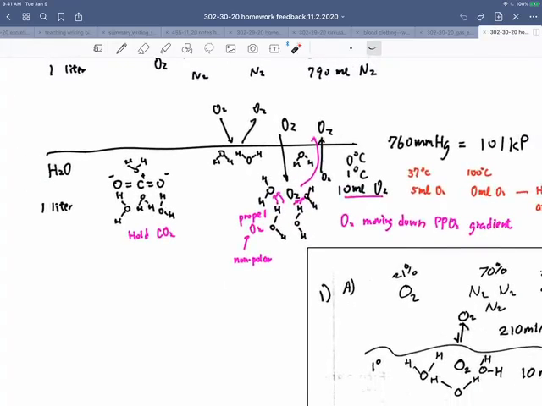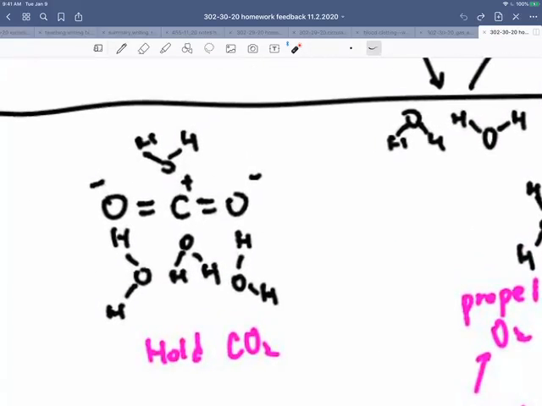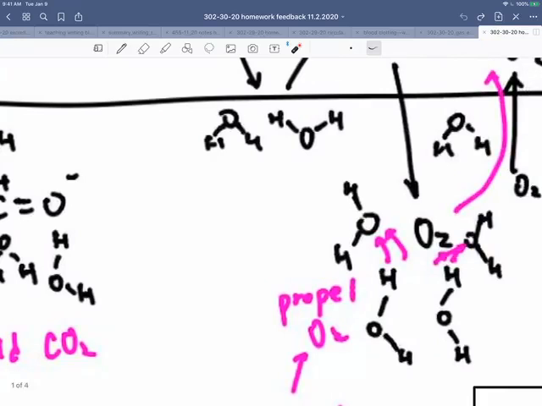Now, not part of the question, but why does water hold so much more carbon dioxide than oxygen? Here the issue is, even though carbon dioxide is a nonpolar molecule, it still has uneven distribution of charge. These oxygens are a little bit negative. They're more electronegative than carbon, and so the carbon is a bit positive. And so carbon dioxide actually will hydrogen bond with water molecules, whereas oxygen won't. In O2, the two oxygens are equally electronegative. They share their electrons equally, so they are completely neutral.